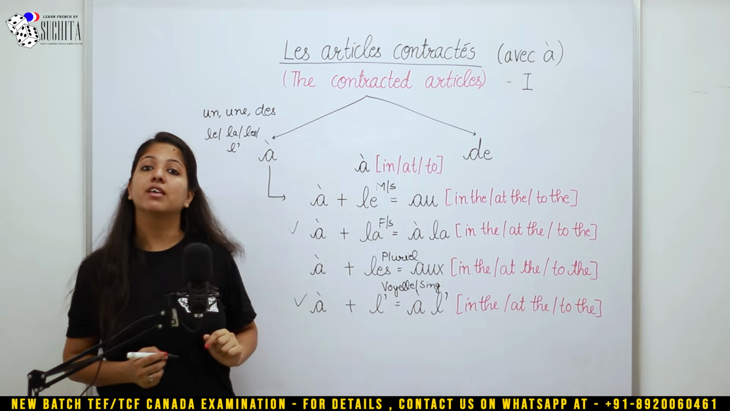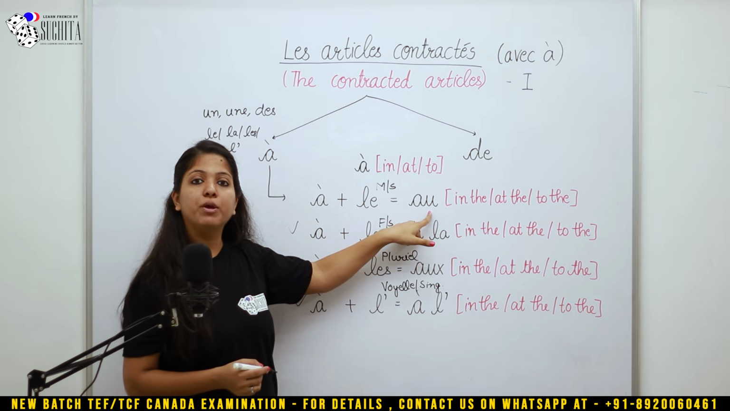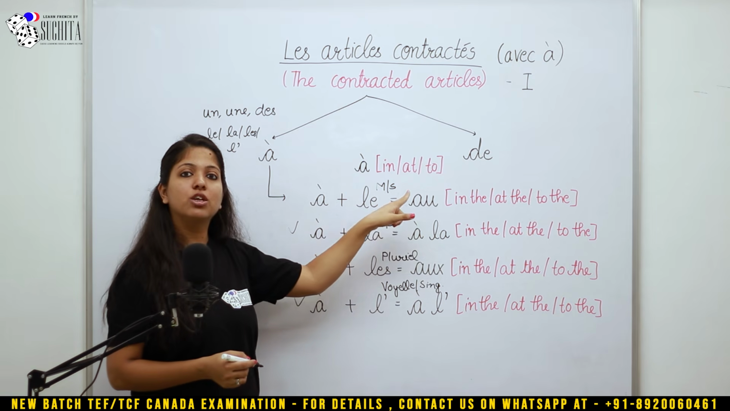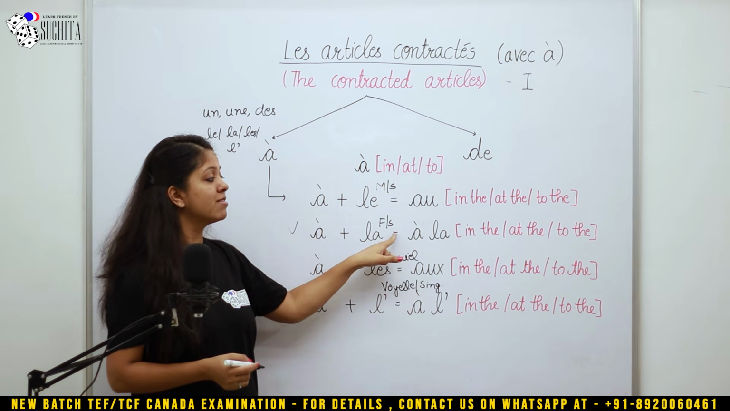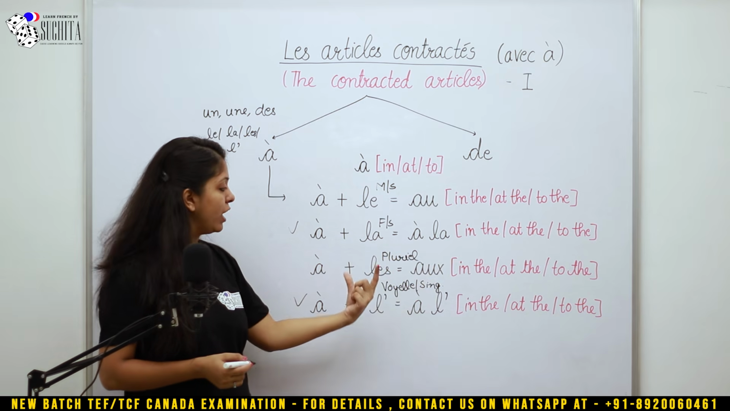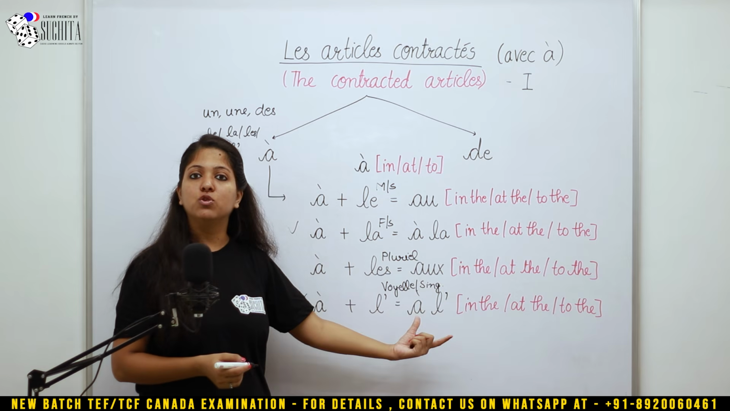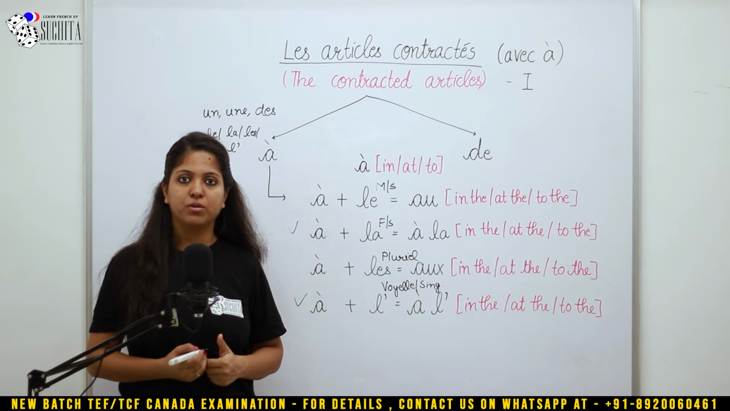And they should be singular also. So masculine singular le, and the corresponding one would be au. So for the masculine singular things you will use au. For the feminine singular things you will use à la. For the plural things you will use aux. And for the words which begin with a vowel and which are singular you are going to use à l'.